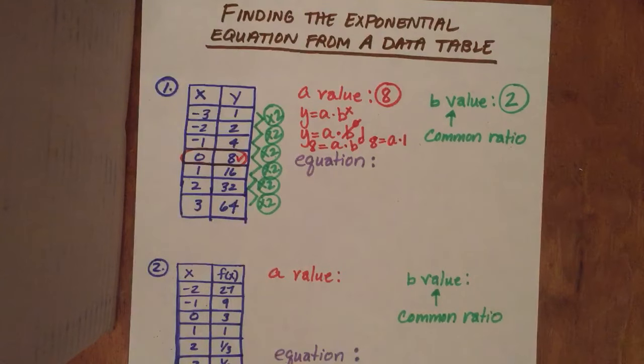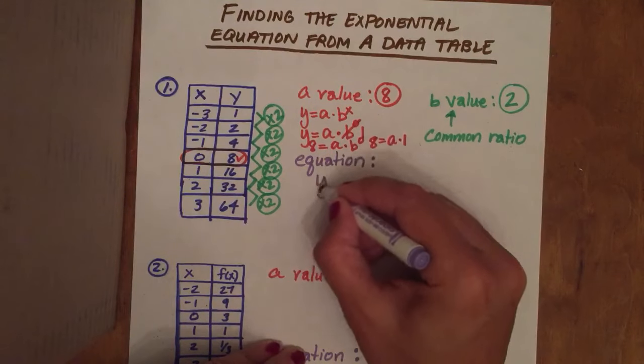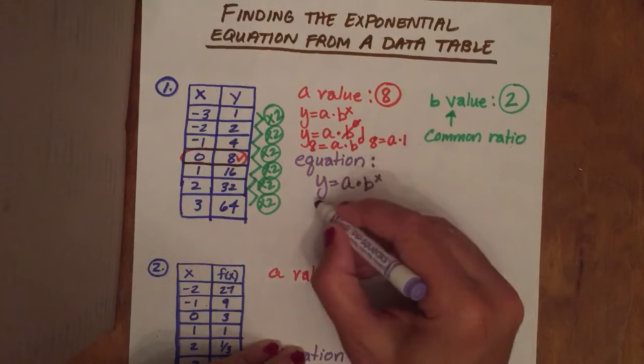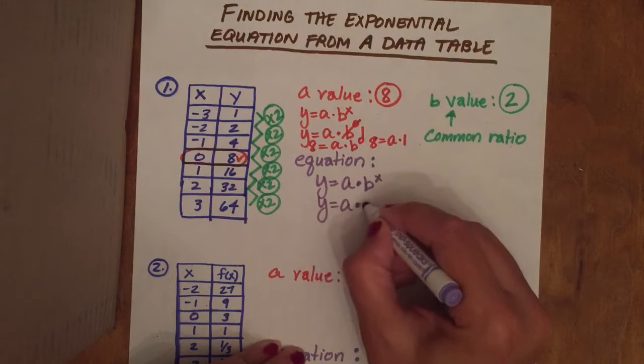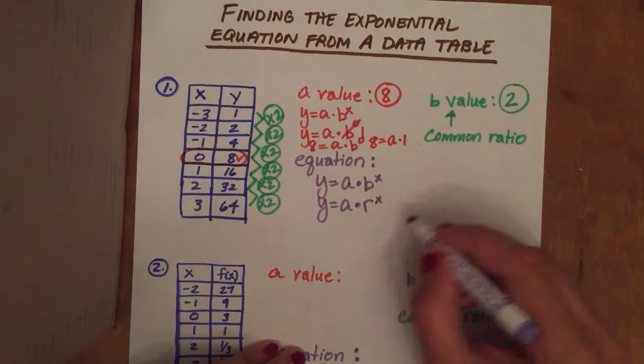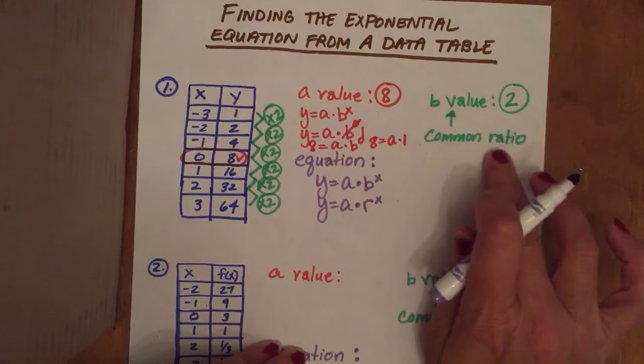So now I'm ready to write my equation. Because it's of the format y equals a times b to the x, sometimes you'll see it written as a times r to the x. That's common. The r represents ratio either way. I know my a value and my b value, which is also my r value, my ratio.